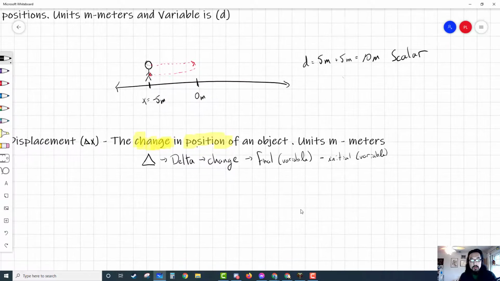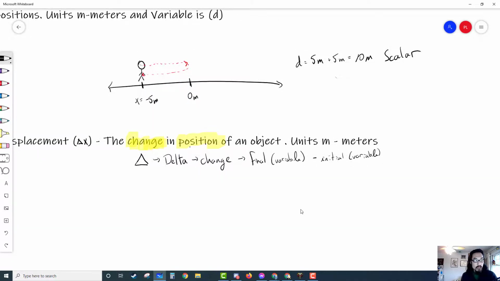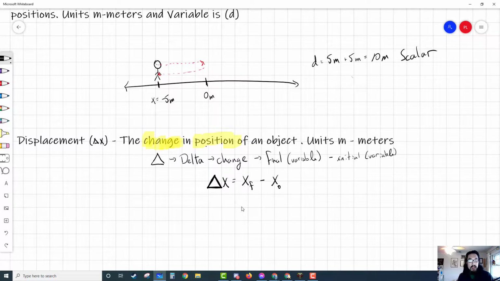And so what this means for us, if we were to write this out in a formula, delta x is the final position minus the initial position, and these are little subscripts. They're the tiny letters that go below the variable. It will always be within this format, final minus initial. So this is the change in position of an object.